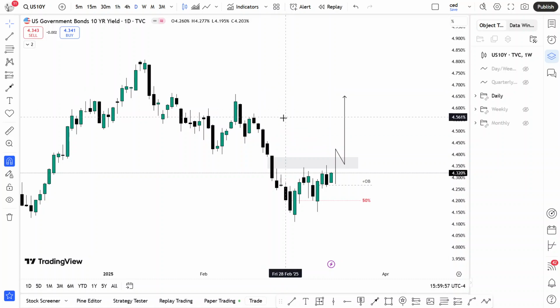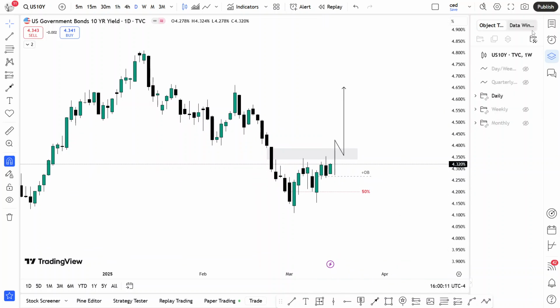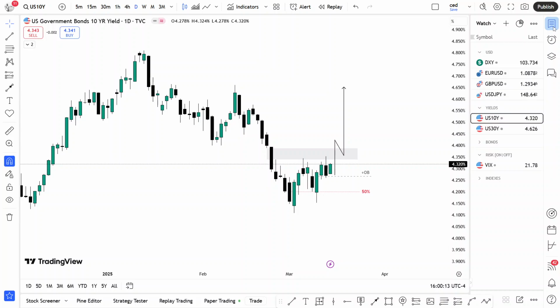So it will be somewhere, I think here, yeah, we have this fair value gap. So here can be my next target objective. So if I see the sponsorship on the yields, that's going to maintain my narrative on the XY being bullish.